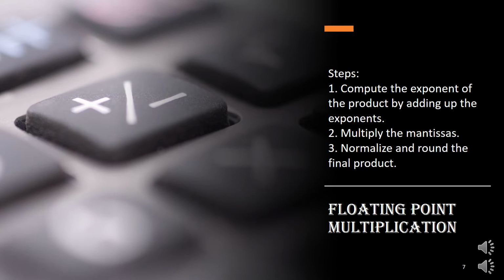So, to start with floating point multiplication, we should follow the following steps. First, we should compute the exponent of the product by adding up the exponents, multiply the mantissas, and then normalize and round the final product. The next slide will have an example explaining those steps.